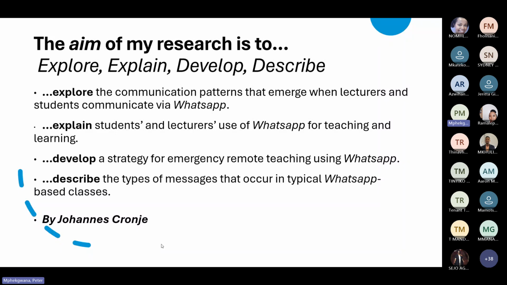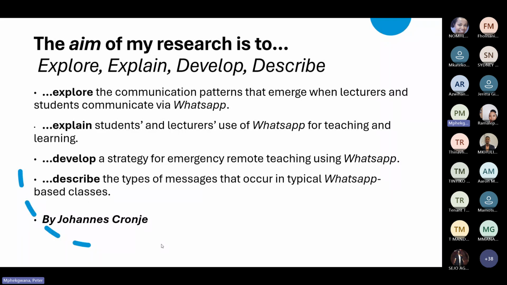What is the communication pattern between the lecturers and the students? When do they communicate? For how long? How do they communicate? We don't know those patterns, so that's why we're doing this study. No study has been conducted to explore the patterns of communication on WhatsApp between lecturers and students.